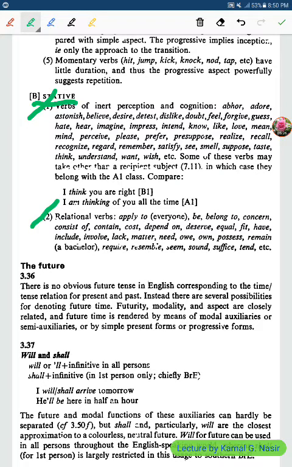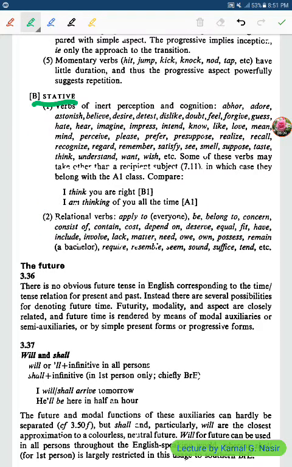The other group is relational verbs. This is a classification of these verbs according to their meanings. So there are verbs of inert perception and cognition, and relational verbs, which are apply, be, belong, concern. You cannot say I'm belonging to. You say I belong to, or this belongs to this, not it is belonging. It consists of. You do not say it is consisting of.